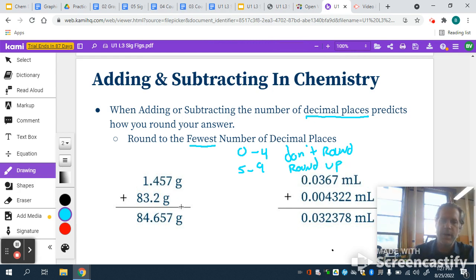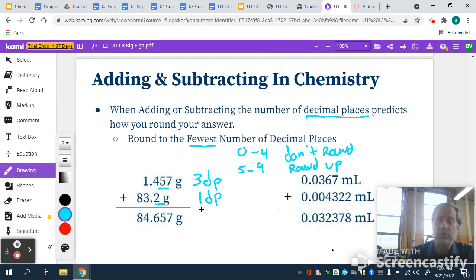All right, so let's do some math here. Oh, wait, I already did it for you. So I have 1.457, which again, we're looking at decimal places here. In 1.457, the 4, the 5, and the 7 are the decimal places. So this number has 3 decimal places, whereas 83.2 has 1 decimal place or decimal point.